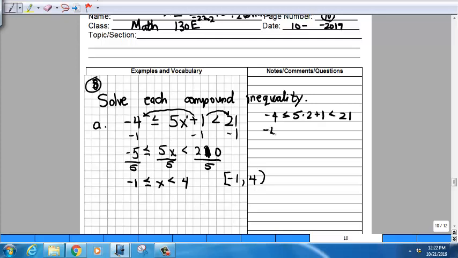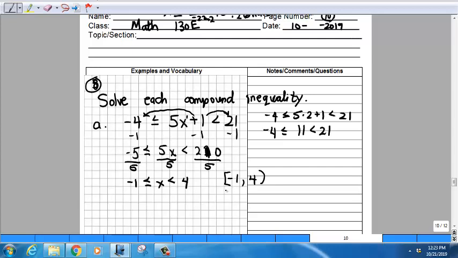So let's see, I have -4 less than or equal to, this is 5 times 2 is 10, right? Plus 1 is 11, is less than 21. Is that true? Danny, is that true? So what I wrote down there, is that correct? Well, let's read it. Is -4 less than or equal to 11? Yeah, that is true, right? And is 11 less than 21? Yeah, right. Okay. So that's a correct statement.